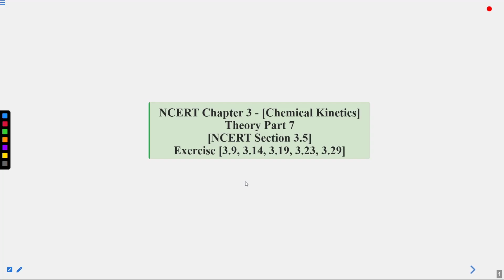As you all know, today we are going to cover the theory part 7 of the chemical kinetics chapter. So let's start today's topic, NCERT chapter 3, chemical kinetics theory part 7. Today we are going to cover the NCERT section 3.5, along with the NCERT exercises 3.9, 3.14, 3.19, 3.23 and 3.29. So let's begin.